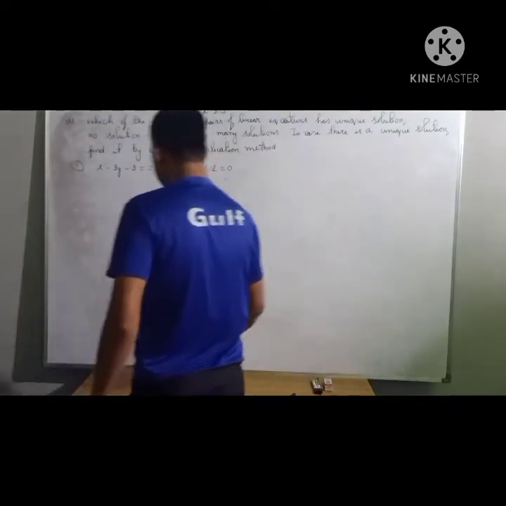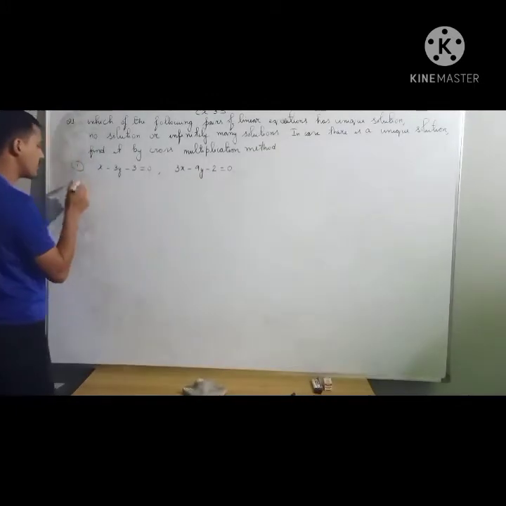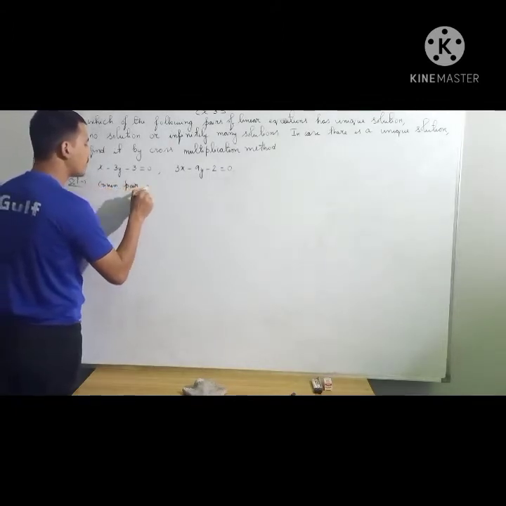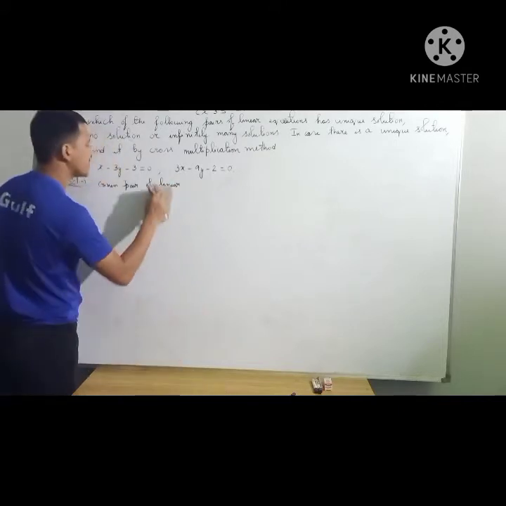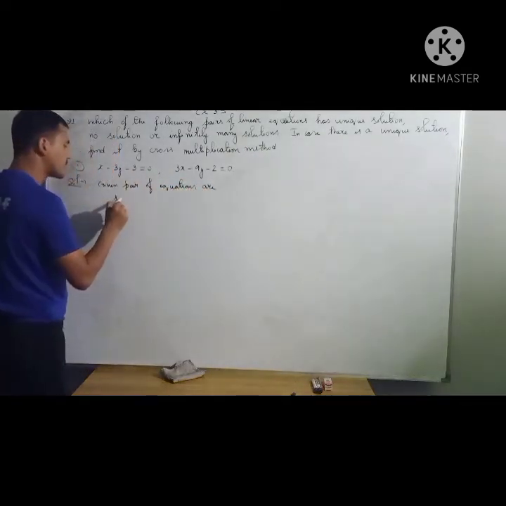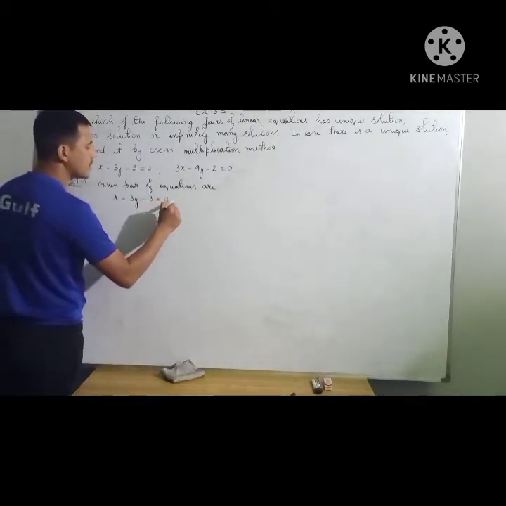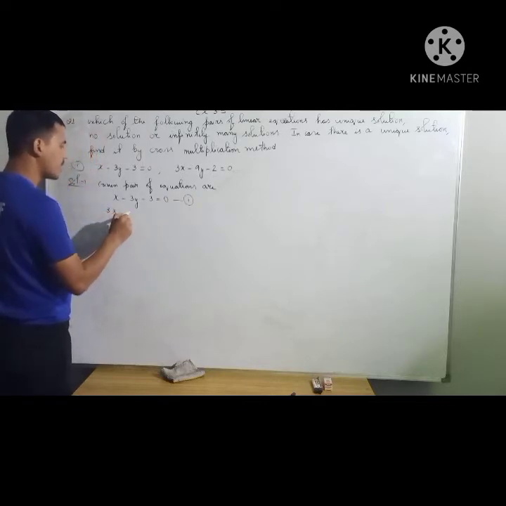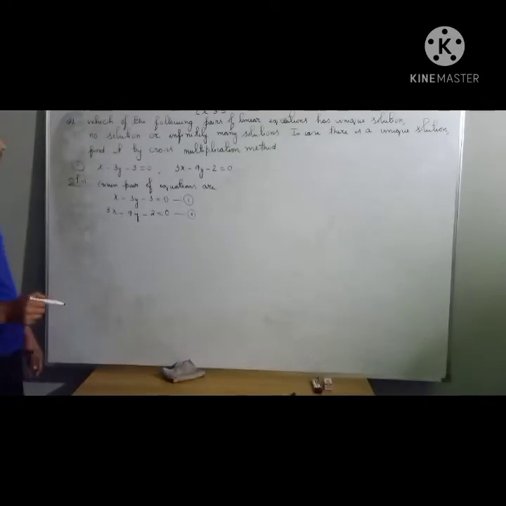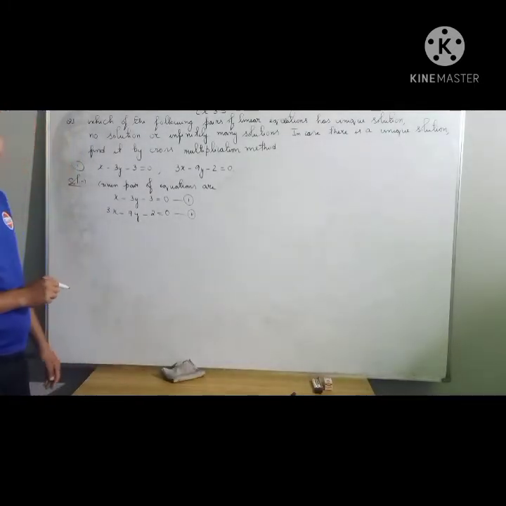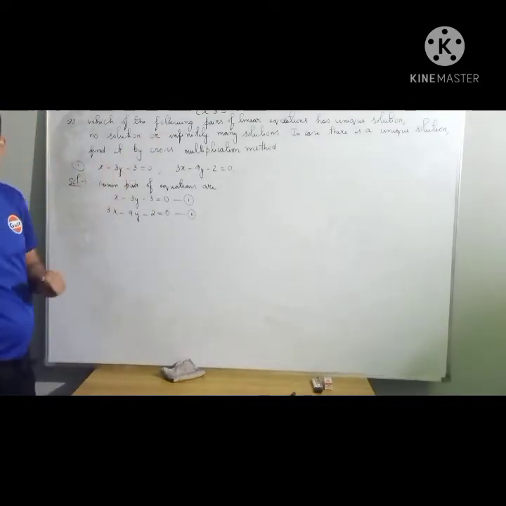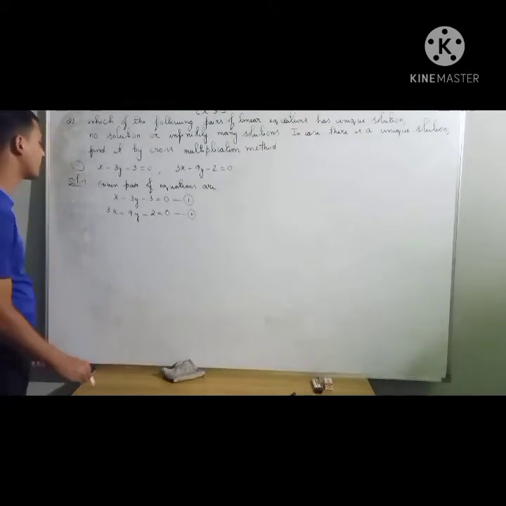So let us start. These are the given pair of linear equations. I'm going to start the solution by writing the given equations. Given pair of equations are x minus 3y minus 3 equals 0. That is your first equation. 3x minus 9y minus 2 is equal to 0. That is your second equation. Now we check the ratio of a1, a2, b1, b2, and c1, c2, and compare them. Only if the first two ratios are not equal, then we have a unique solution. Only then we do it by the cross multiplication method.